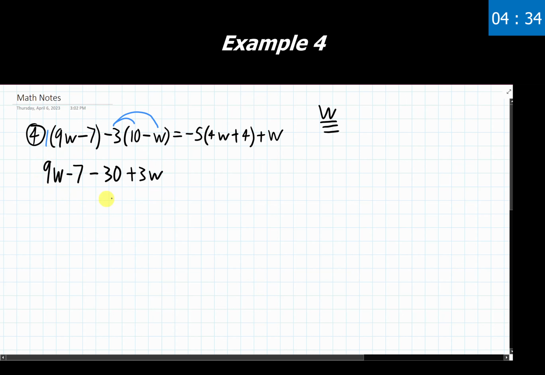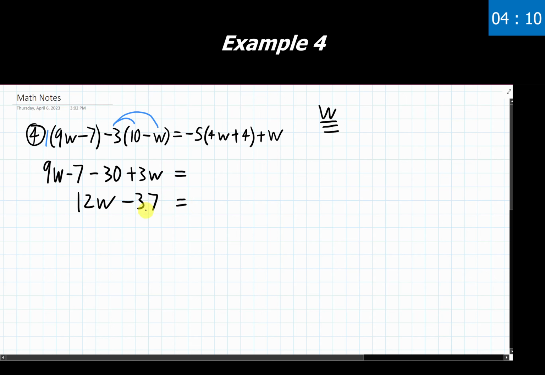Now I can simplify this left side down further. I have w's over here, and I also have constants over here. So let's combine like terms. I'm going to combine the w's, and I'm going to get, what's that, 9 plus 3, that's going to give me 12w. I have negative 7 minus 3, I'm going to get more negative, so I'm going to have negative 37 showing up here. Awesome.